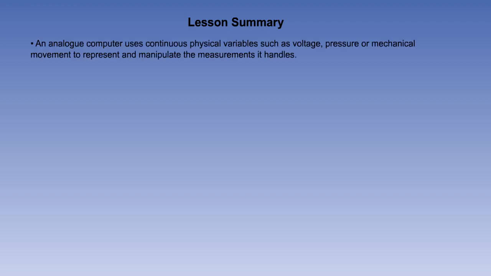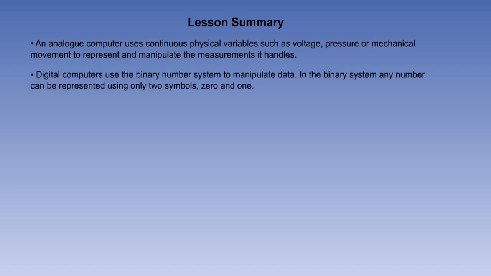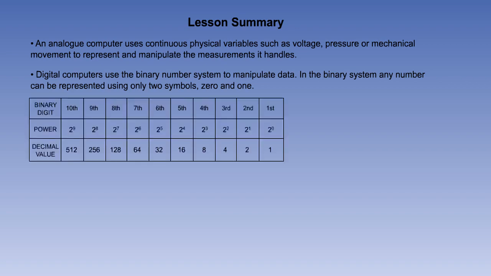That is the end of the lesson. Here is a summary of the main points. An analog computer uses continuous physical variables such as voltage, pressure, or mechanical movements to represent and manipulate the measurements it handles. Digital computers use the binary number system to manipulate data. In the binary system, any number can be represented using only two symbols, 0 and 1. A binary number can be converted to its decimal equivalent and vice versa using the table shown here.